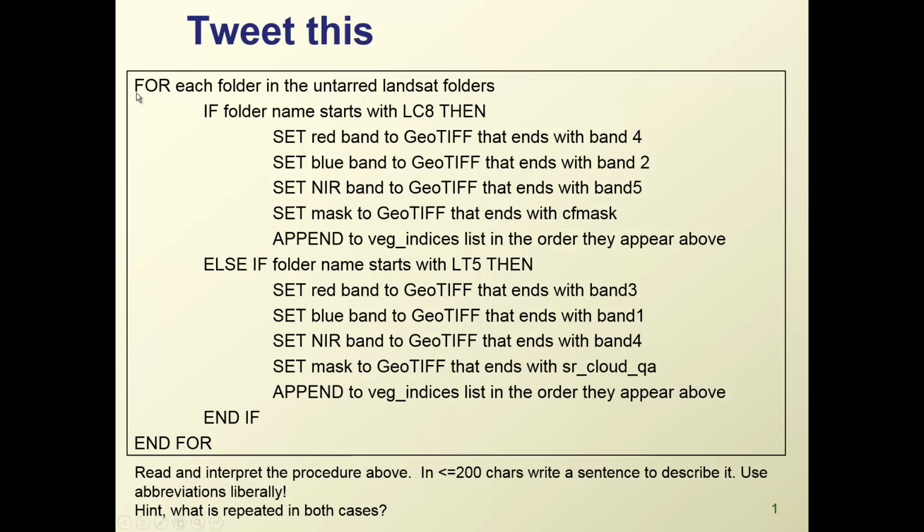Notice this structure up here, for each folder in the Landsat folders. That's what we call a loop, a repeating process. You either use the keyword for or the keyword while for those. You'll see the keywords if, else, else if together, and end if together for decisions you need to make. This is telling you that the thing that's being repeated is ending right here, ending that for loop.